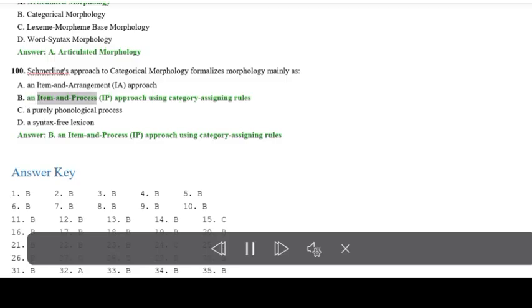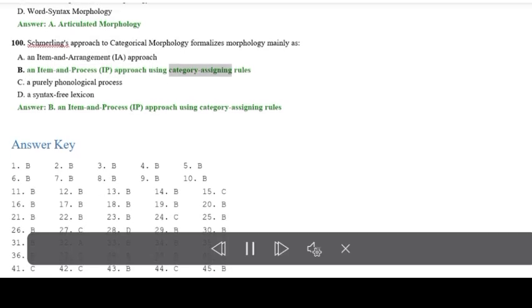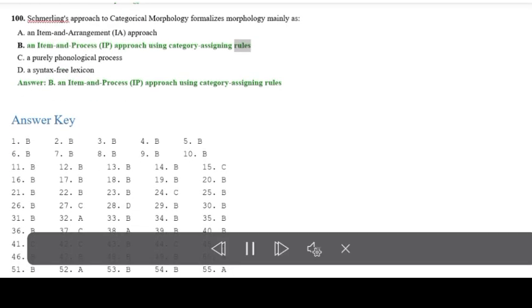100. Schmerling's approach to categorical morphology formalizes morphology mainly as A. An item and arrangement, IA, approach. B. An item and process, IP, approach using category assigning rules. C. A purely phonological process. D. A syntax-free lexicon. Answer: B. An item and process, IP, approach using category assigning rules.